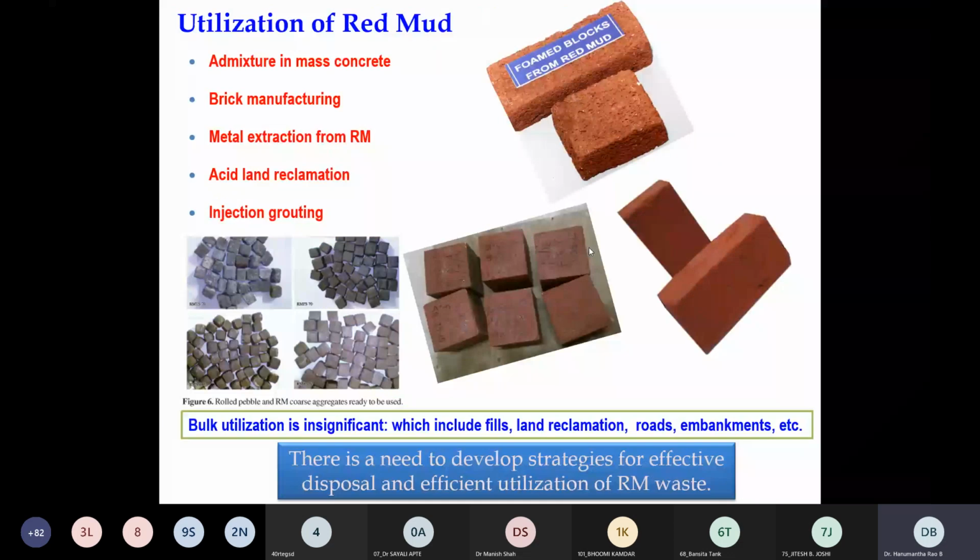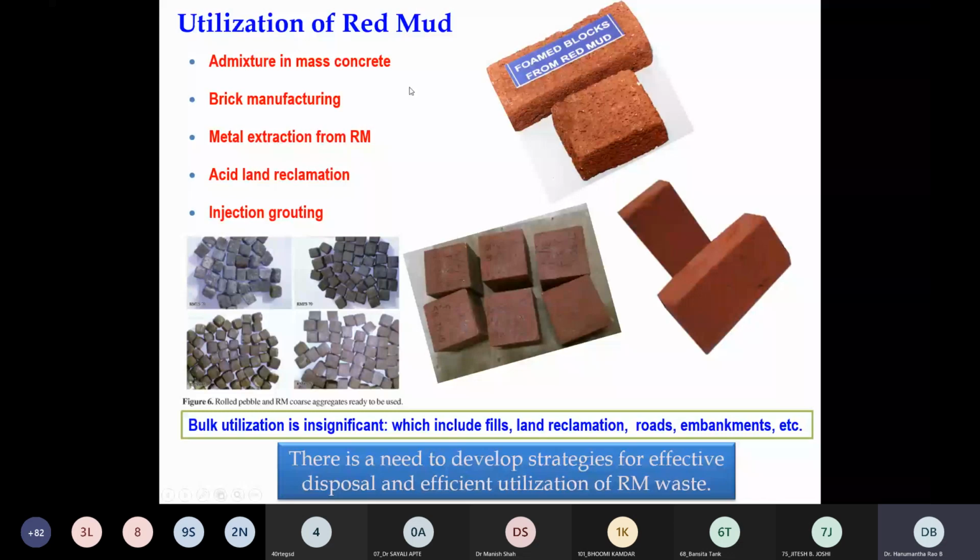So these are the couple of areas where the red mud is currently being utilized. They are used for the production of cement, the manufacturing of bricks, extraction of valuable metals from the red mud, reclamation of acid-contaminated land, or as a grout material. But overall, if you look at it, the utilization typically falls below 10%. Therefore, you need to do a lot of research on how to increase the percentage utilization of this red mud, concurrently addressing several different issues.